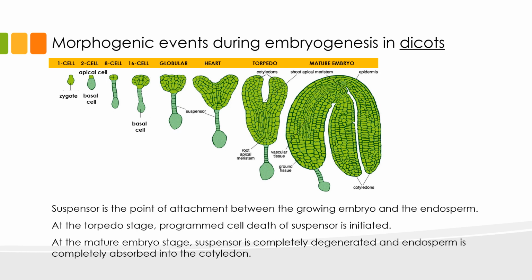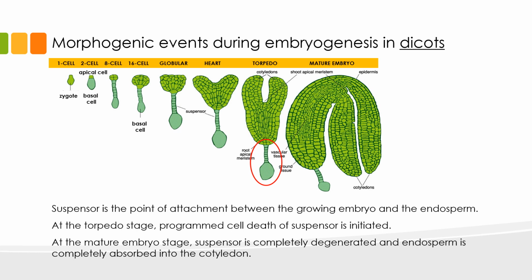Recall the morphogenic events during embryogenesis in the dicot species Arabidopsis. A key structure that is present in a developing embryo, particularly during the torpedo stage, is the suspensor. The suspensor connects the growing embryo to the developing endosperm. With this connection, the embryo has a source of nutrition it needs to properly develop and mature. At the torpedo stage, the programmed cell death of the suspensor is initiated.